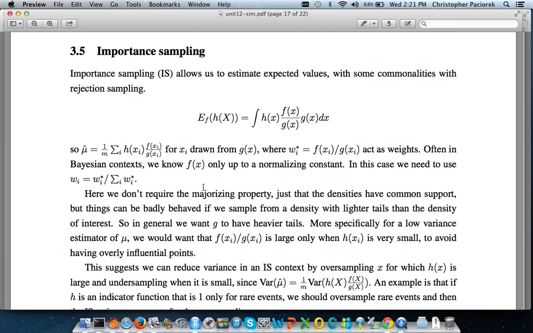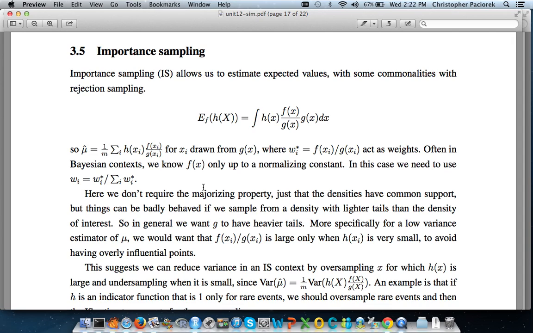Okay, so then I just want to explore this comment here, that things can be badly behaved if we sample from a density with lighter tails than the density of interest. So suppose that F was something like a t distribution, and I choose to sample from a G that has lighter tails. So let's say it's something like a normal distribution. It doesn't have to be exactly these, but you can think of these as examples that illustrate the idea.